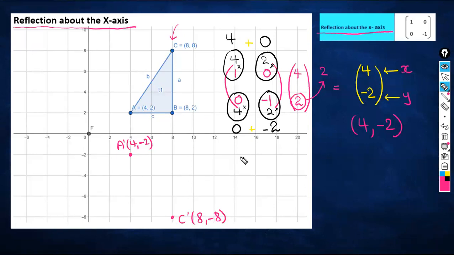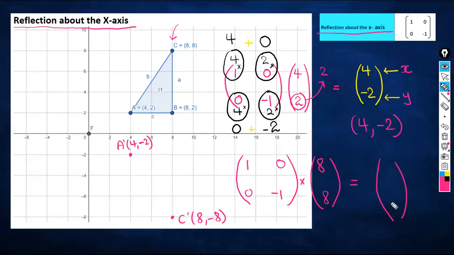So take this matrix, 1, 0, 0, -1, and multiply it by point C. But when you're writing point C, you have to write it vertical. Use the formula and see if you also get 8, minus 8.